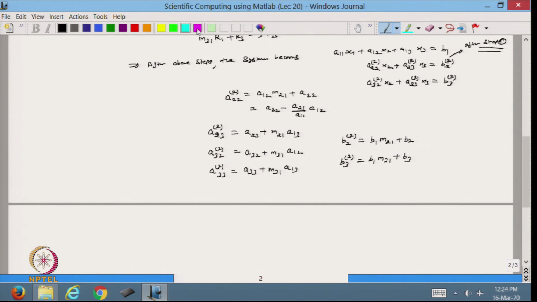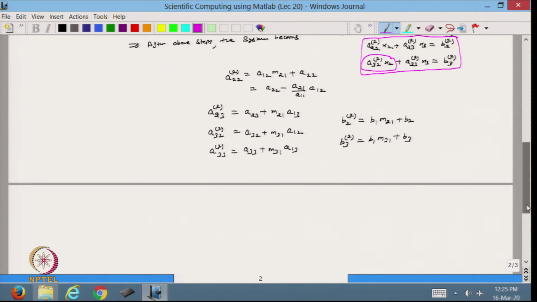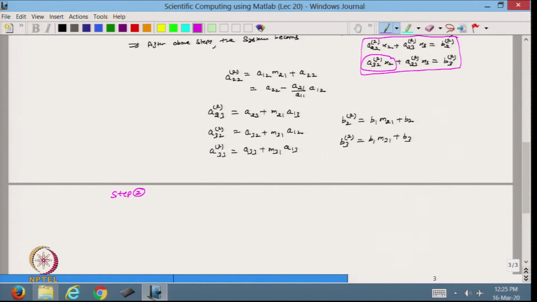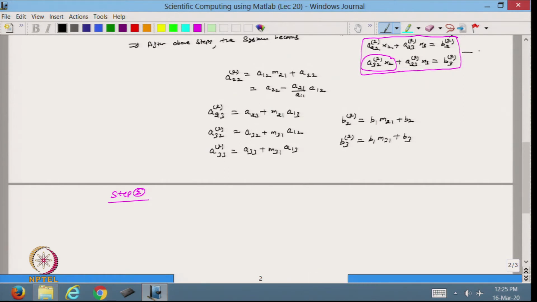Now, if you see from here, I have to deal with this 2 by 2 system. So, I have to remove this value to make it upper triangular. So, now I do step 2. In step 2 I am dealing with this system, which I can call double star. So, I will apply the same way.